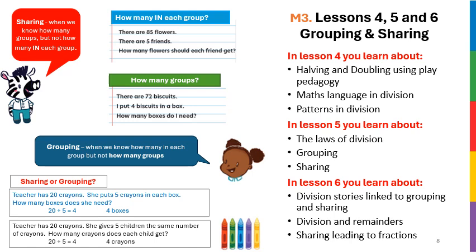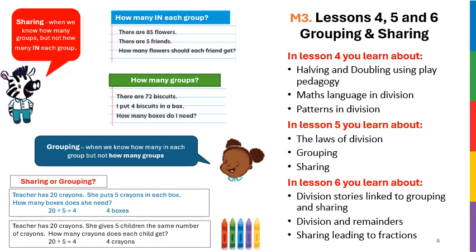In the problem at the bottom, it reads, how many groups? There are 72 biscuits. I put 4 biscuits in a box. How many boxes do I need? There, the action will be making a group of 4, a group of 4, a group of 4, a group of 4. So the action will be making groups of a certain number. Now the question is, how many boxes do I need? And boxes there represent groups.